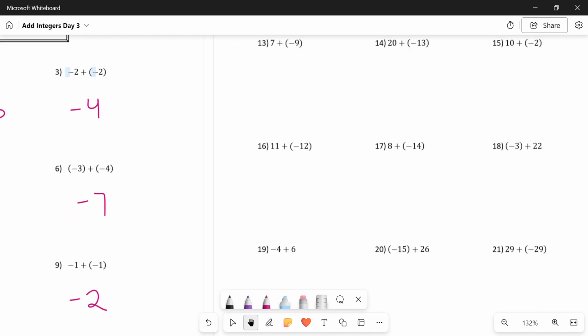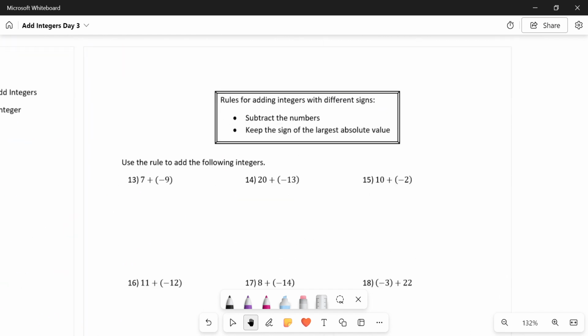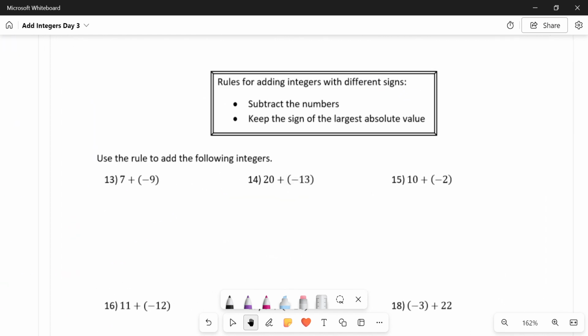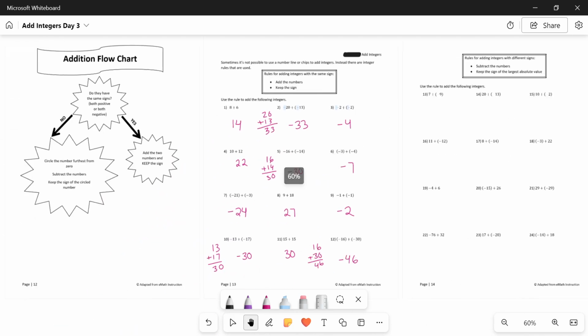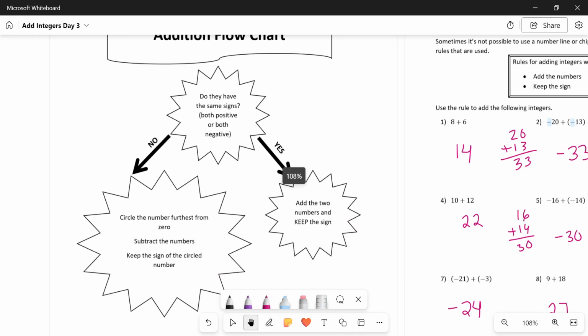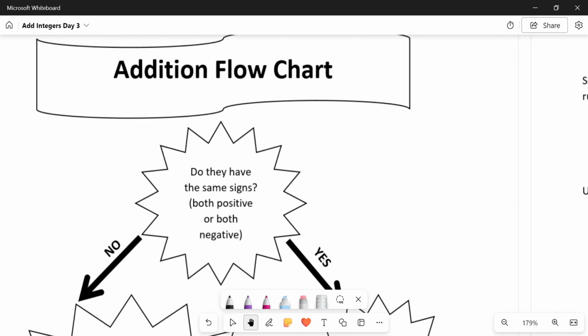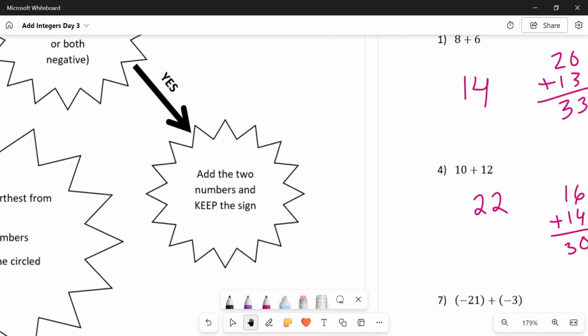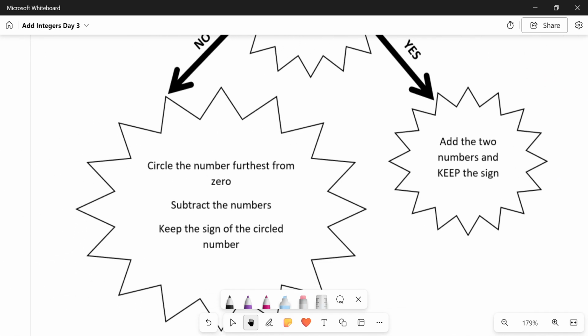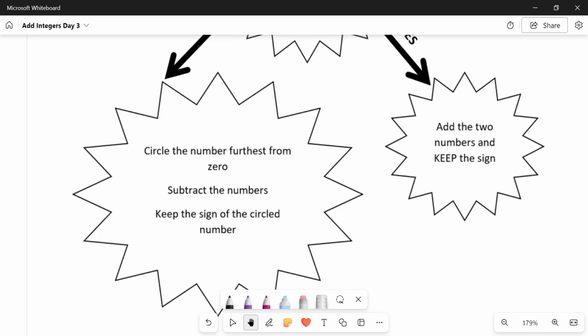Now let's talk about them when the signs are different. This one is a little more confusing. So I actually have a chart here, an addition flow chart. You ask yourself, do they have the same sign, both positive or both negative? If the answer is yes, you add the two numbers and keep the sign, plain and simple. That's what we just did. However, if the answer is no, I have a process here that may help you figure this out.